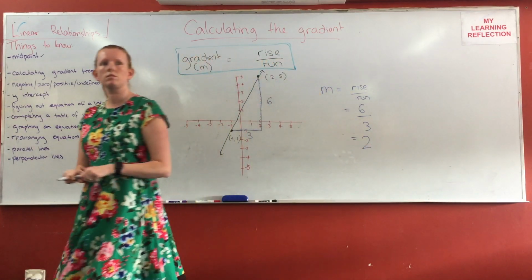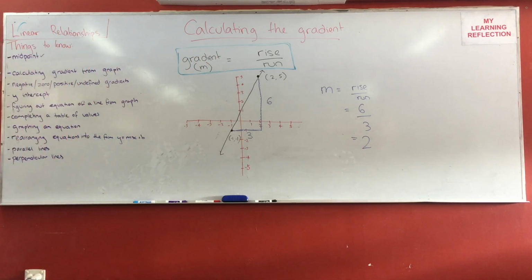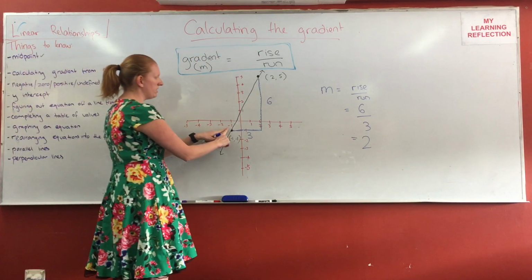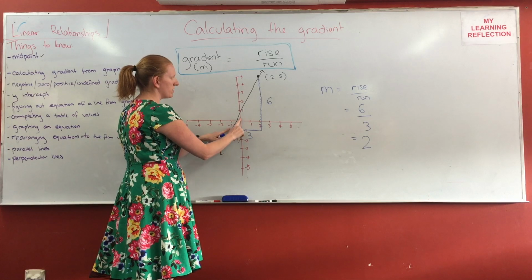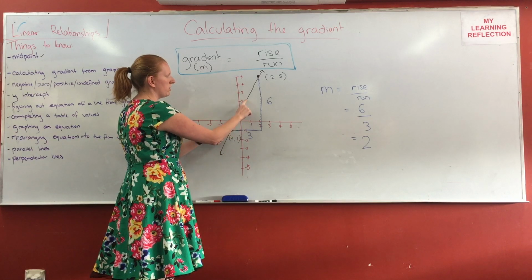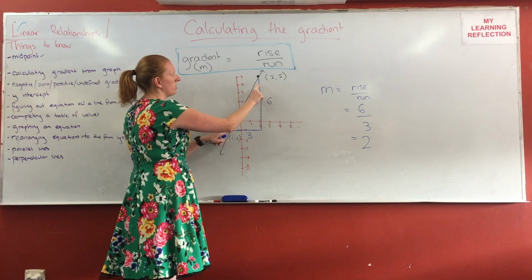Oh, that's so easy. Now what that actually means is that for every one point that my line goes across, it goes up 2 spaces. It goes across 1, goes up 2. Goes across 1, goes up 2.